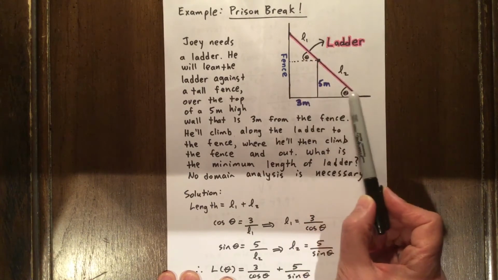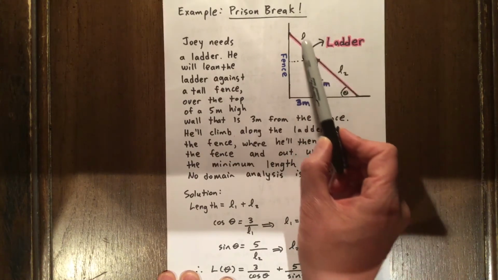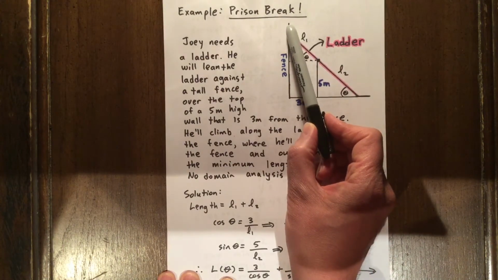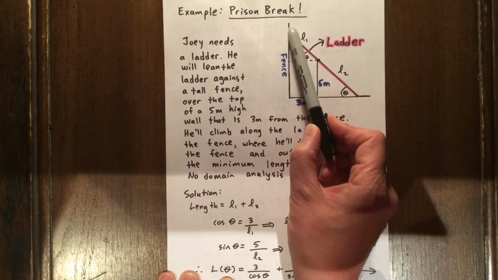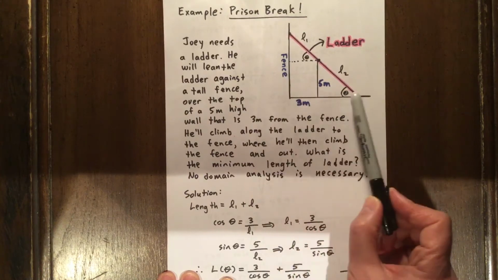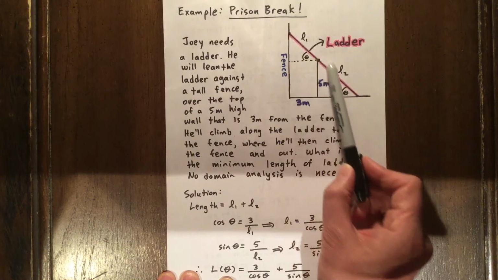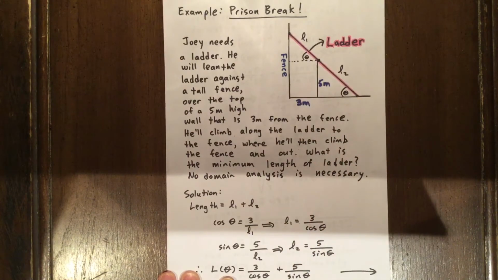And then this ladder, if the person can climb this ladder and get to here, they can just climb the fence regularly, and they'll be able to escape jail. But what they want to know is, what's the minimum length of ladder that they'll need? So we're going to use a little calculus for this.